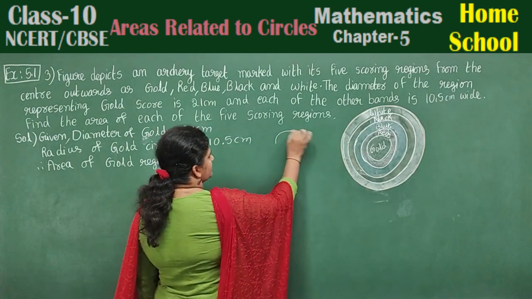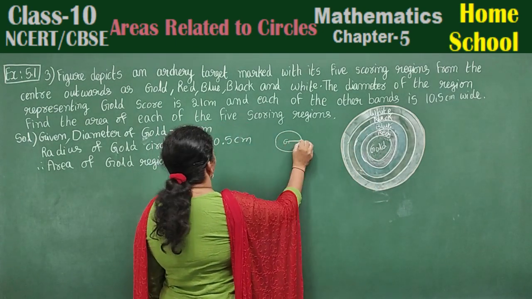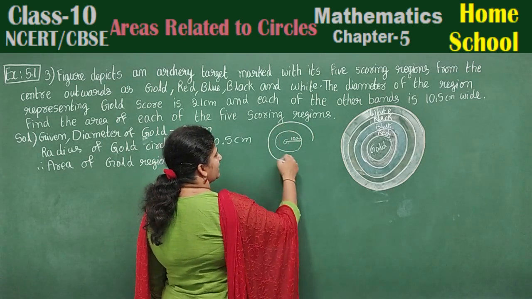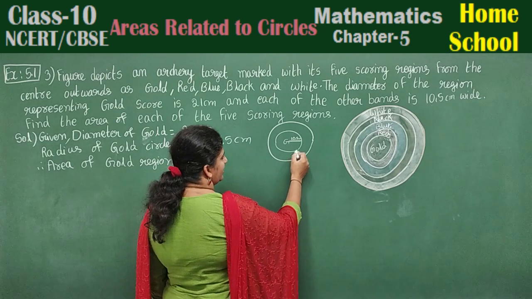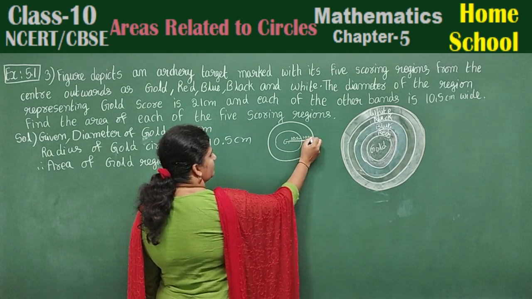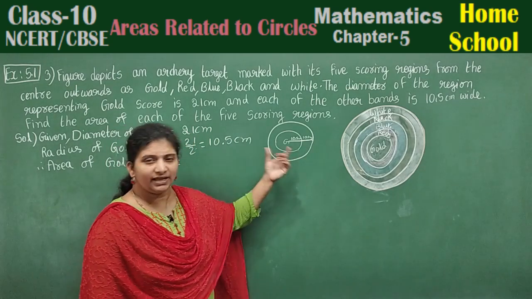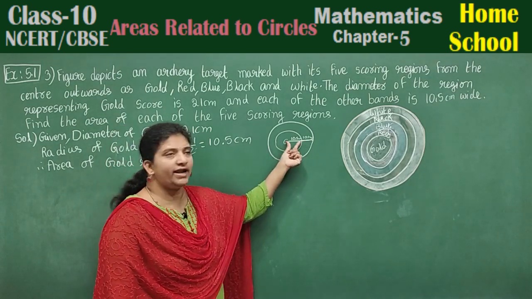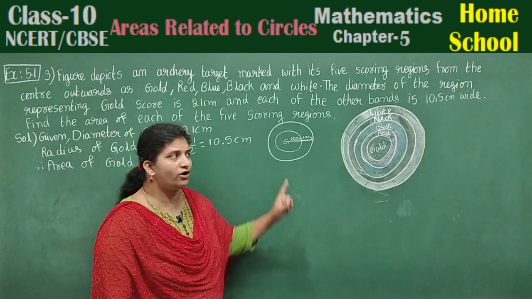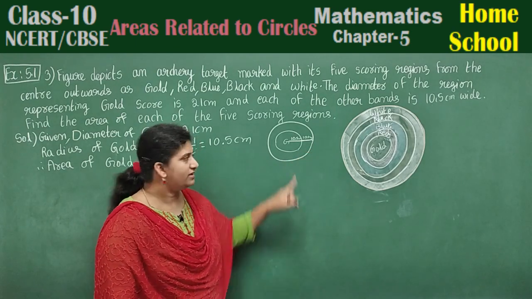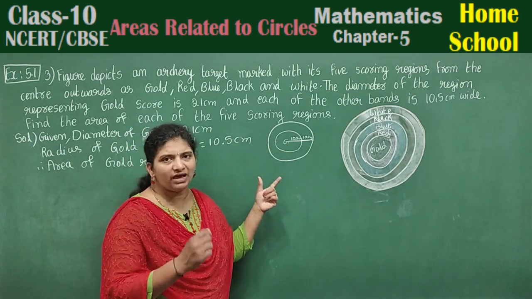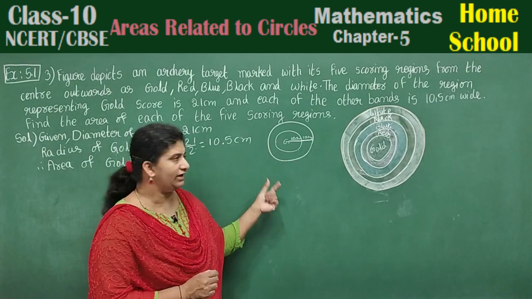Let me take a gold circle here. What is its radius? 10.5 centimeters. And next color, what is that next color, children? Red. And each ring width is 10.5 centimeters. Observe here carefully and understand it. Gold radius is 10.5. These are all in which pattern? They are all concentric circles, same center with different radii. So one by one every ring we are going to calculate.